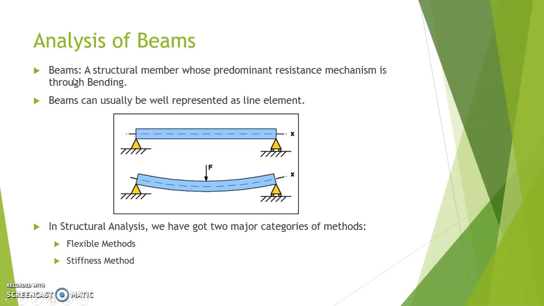So let us first define a beam. What is a beam? A structural member whose predominant resistant mechanism is through bending. So bending action is the predominant mechanism. What does that mean? It doesn't tense, it doesn't compress, it resists the whole force exerted upon it, external forces exerted upon it, through the bending action, which is like this. There will be some assumptions as well, which we will deal with later. So a beam can be well represented as a line element. It is usually taken as a 1D element for ease of our analysis, and it is very well valid as well.